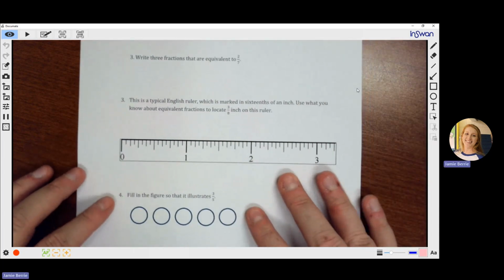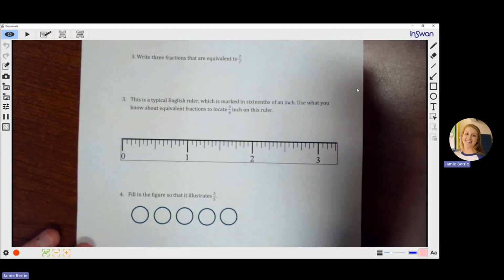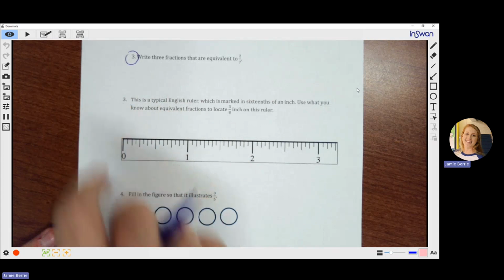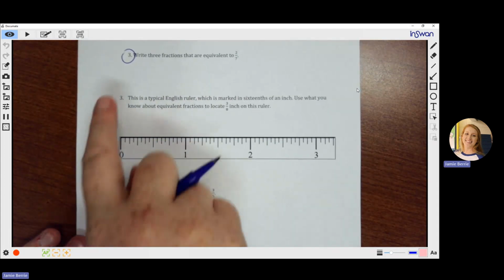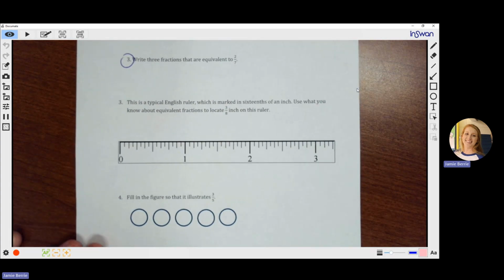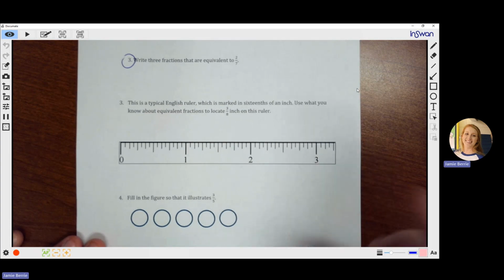All right, number 3, write 3 fractions that are equivalent to 2/7. Oh, I see the numbers got messed up. This one's labeled as number 3 as well. So this one will be on the exam as well. Three fractions that are equivalent to 2/7. You may all come up with different answers here, and that's totally fine.